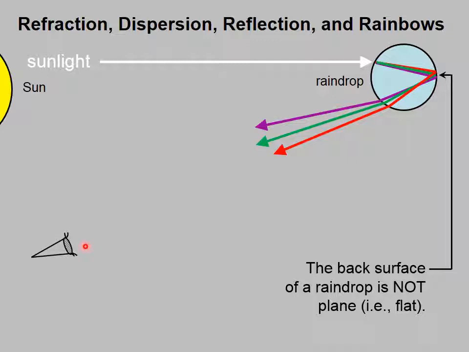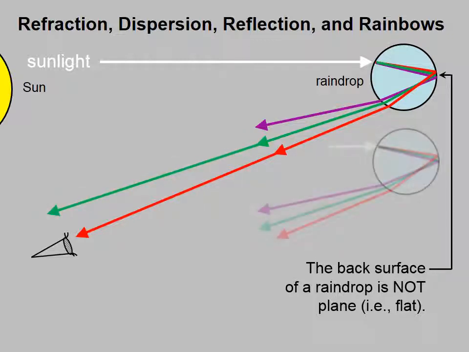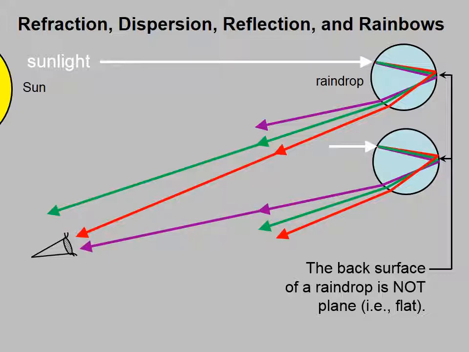So, if you are the observer right here, if you look up into the sky, you will perceive a raindrop that is in this location to be red. You will not perceive it to be green or violet. Of course, there are many, many raindrops, some of which are located down here. And if we do the same sort of process here, this raindrop will appear to you as an observer to be violet. It will not appear to be green, it will not appear to be red.